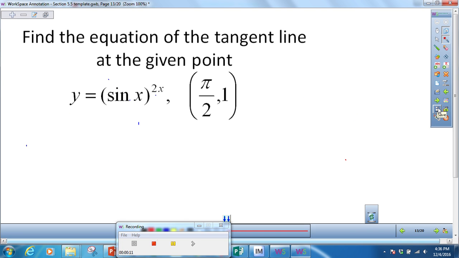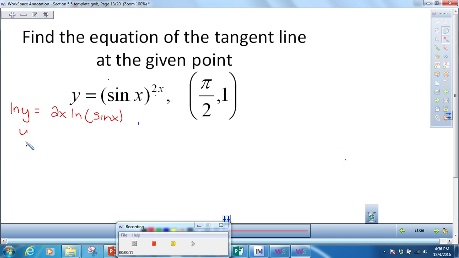Find the equation of the tangent line at the given point. We're going to do the same thing. We're going to have to use logarithmic differentiation to find the derivative of this. So I'm going to take the natural log of both sides. So I get the natural log of y is equal to 2x times the natural log of sine x.